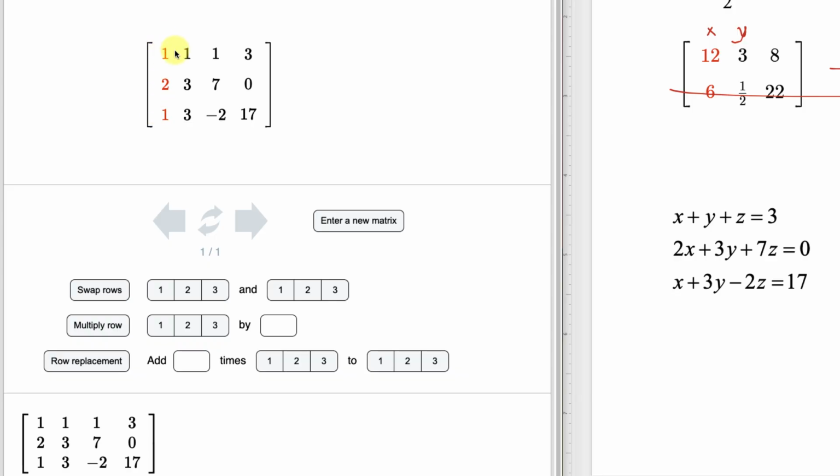Because once you have a 1, you create zeros above and below it. There's nothing above it, but let's go below and do it. I'm choosing this one instead of this one. You could choose either. I'm just choosing this one because it's the top left, and that would be my x.